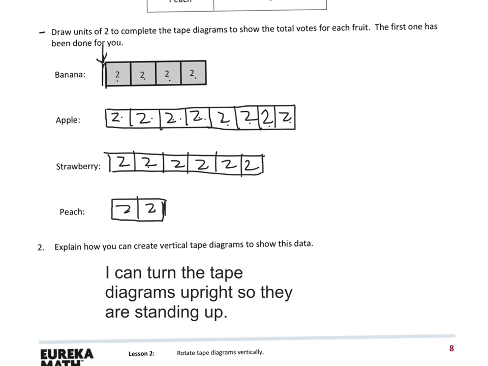What they're really going to start looking like, and this is a good comparison, is it's going to look like a bar graph. So that's one of the big pieces, is we're trying to make that connection that tape diagrams can go horizontally. If we turn them vertically, they're still tape diagrams, but they also look an awful lot like bar graphs.